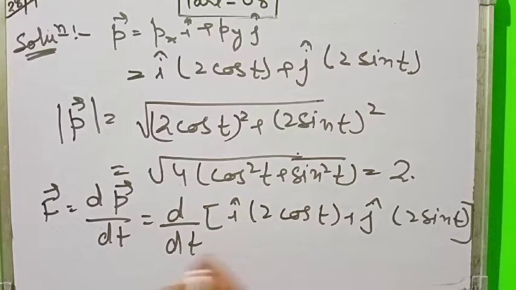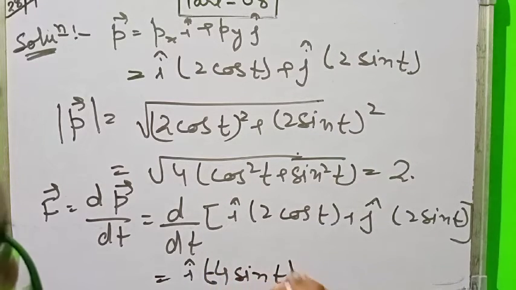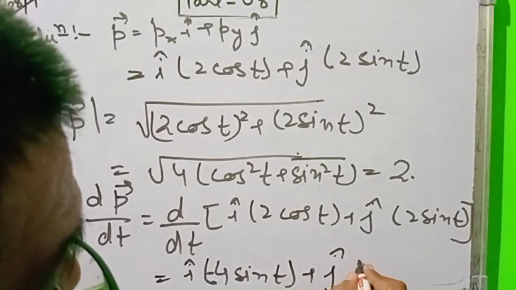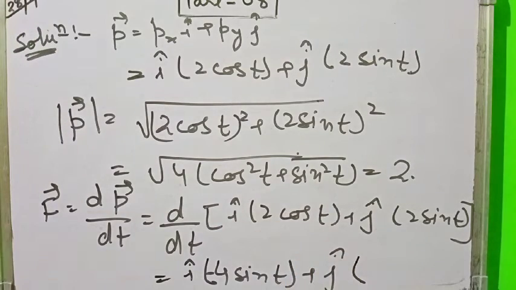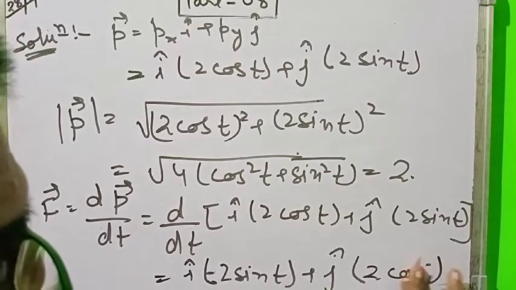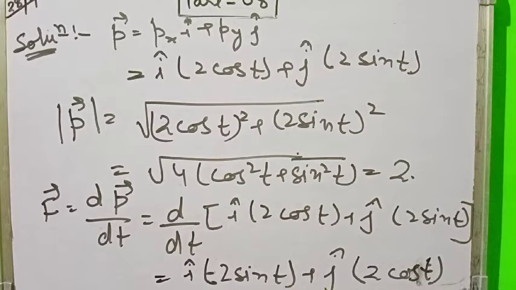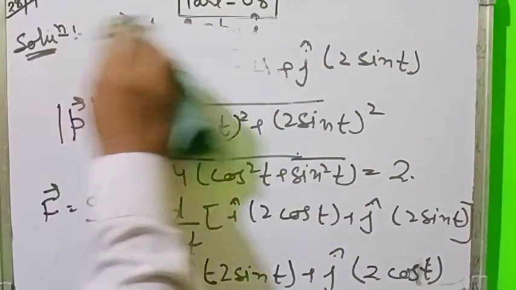and from here you can differentiate it as i cap minus 2 sin t plus j cap 2 cos t. This is the value of force, and from here we can calculate the magnitude of force. Now calculate the magnitude of force.